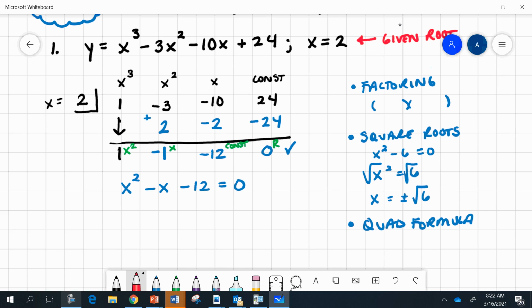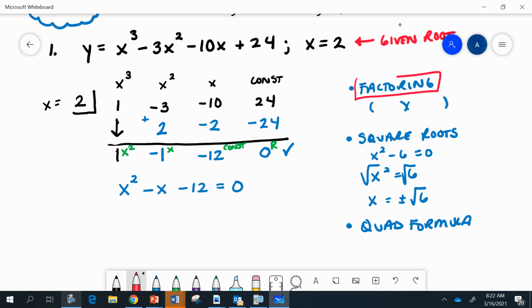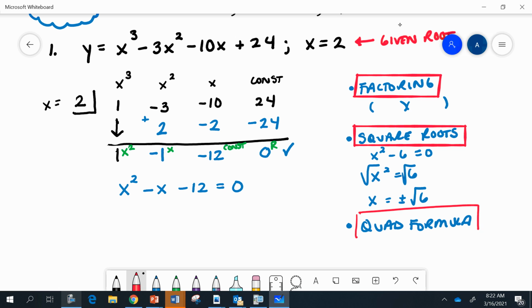And so let me just summarize this. We've got factoring, we've got square roots, and we have the quadratic formula. And when we get to a quadratic formula, I'll write that down. This is a good factoring problem. So it's always worth giving factoring a try just because it's going to be the quickest.